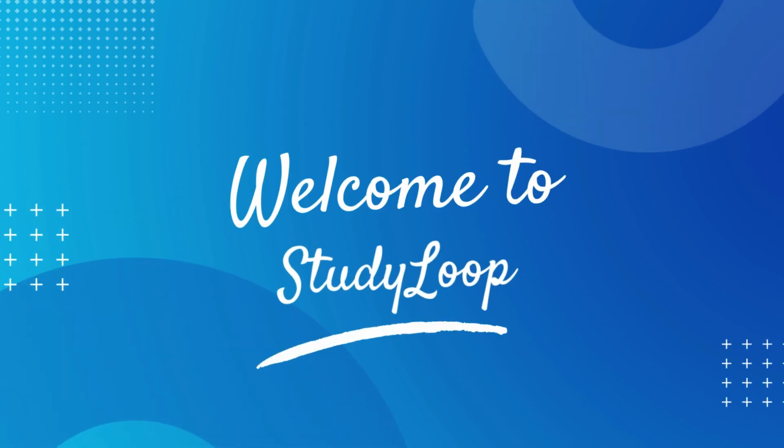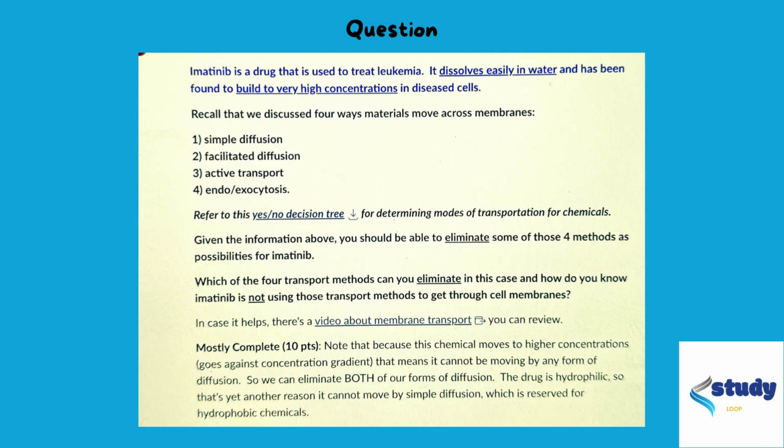Welcome to Study Loop. Imatinib is a drug that is used to treat leukemia. It dissolves easily in water and has been found to build to very high concentrations in diseased cells.